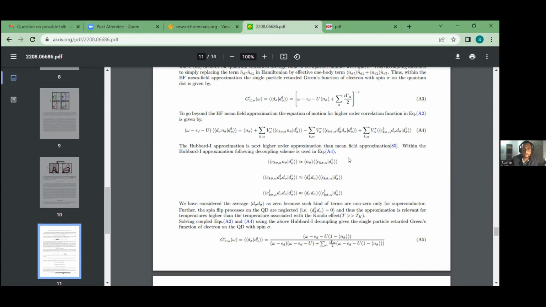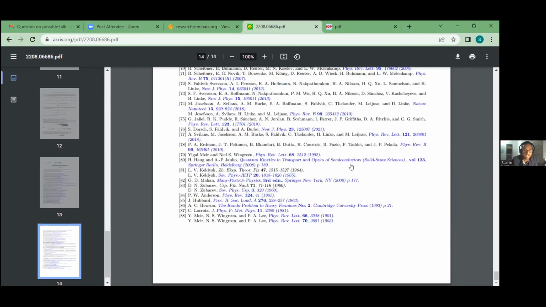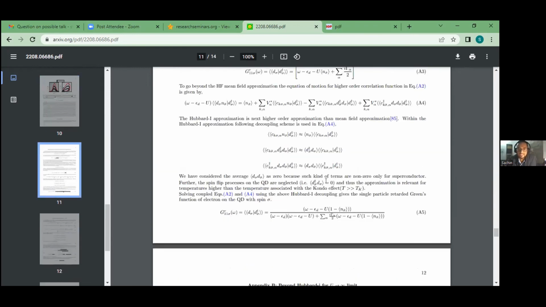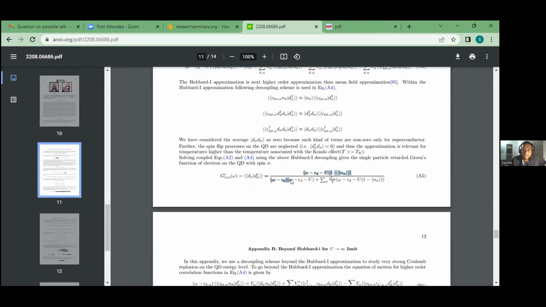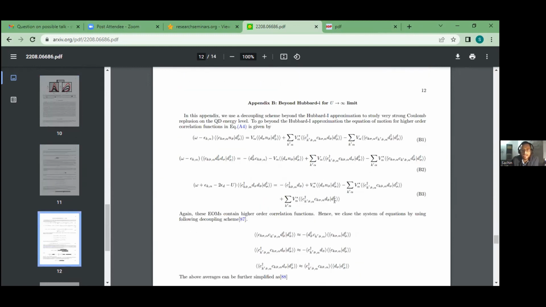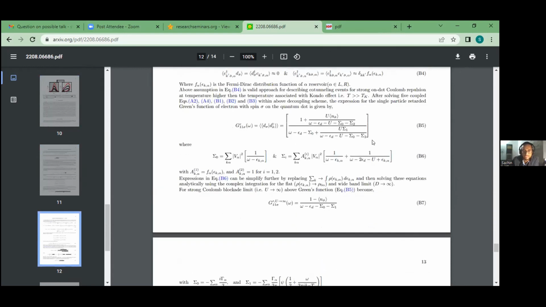There is a paper, reference 85, the Hubbard 1963 paper. It is a standard paper. Each and every decoupling scheme is clearly mentioned in that paper, and then we have calculated this Green's function, and then one can have more higher order equations. Then one can calculate the Green functions.